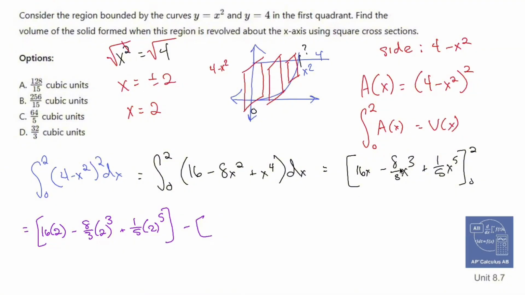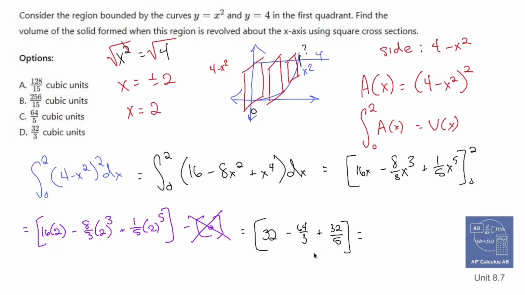if I plug in 0 to all three of you, you become nothing. So let's not overcomplicate things, shall we? We're this far into calculus, we don't need to overcomplicate things. You become 32. 2 to the 3rd power is 8. 8 times 8 is 64, so minus 64 over 3. 2 to the 5th is 32, so 32 over 5.